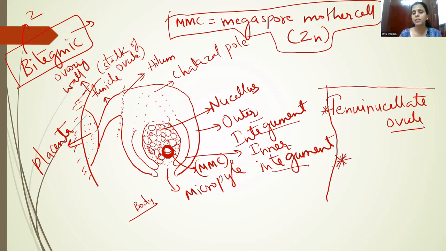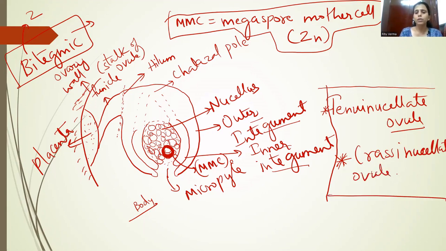An ovule in which nucellus is present in a large amount, in which this area is completely filled with nucellus, is known as crassinucellate ovule. So there are two types of ovule based on the amount of nucellus present in them, tenuinucellate and crassinucellate ovule. So this was the basic structure of the ovule. Remember the stalk of the ovule is known as funicle, and the junction where the stalk and the body of the ovule join with each other is known as hilum.